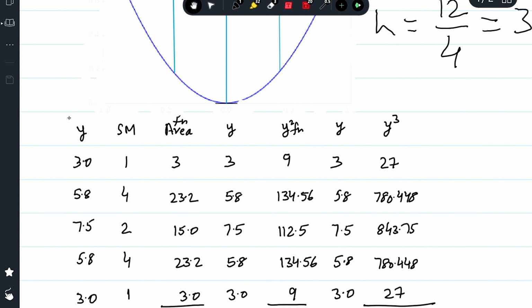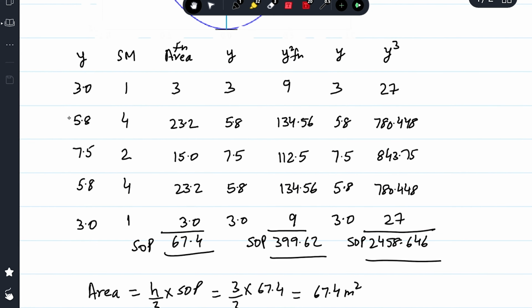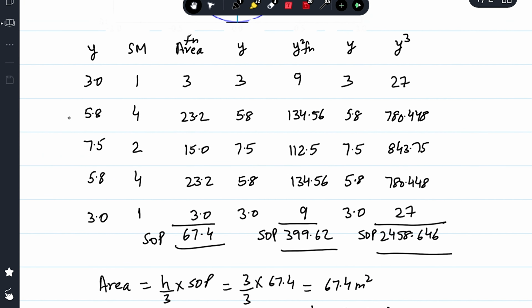And as I have done in my previous video on the derivation, it's explained how the y cube function is calculated to get moment of inertia. So now y square function you multiply again by the vertical ordinates and you get y cube functions, and we add them. The sum of the product for the y cube function is 2458.646.